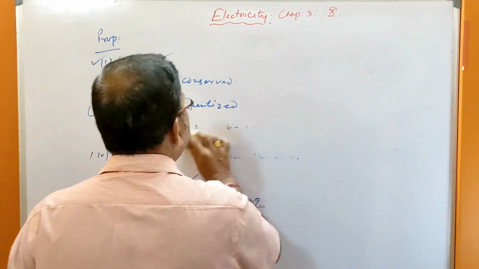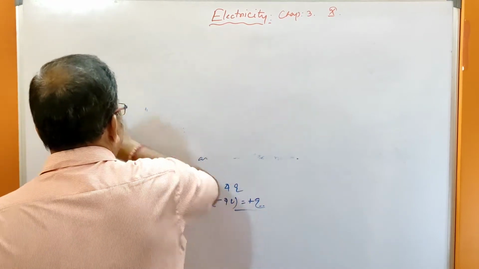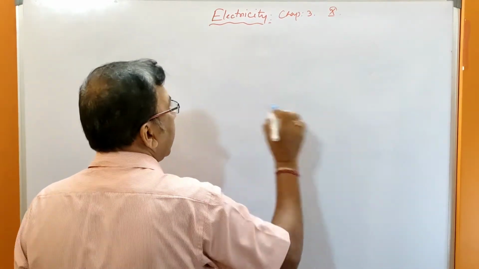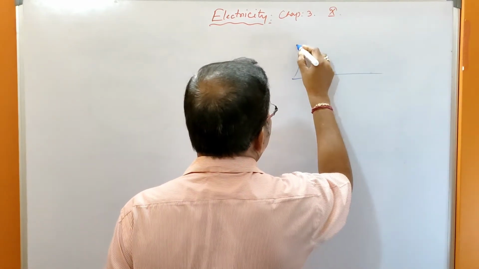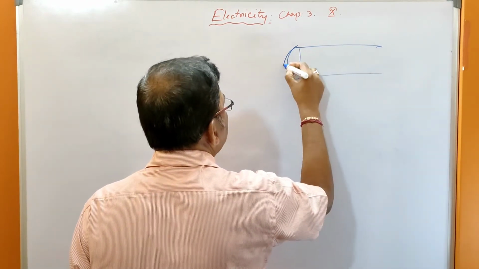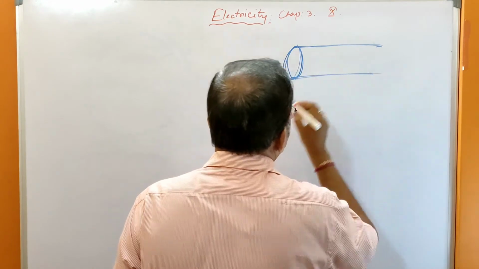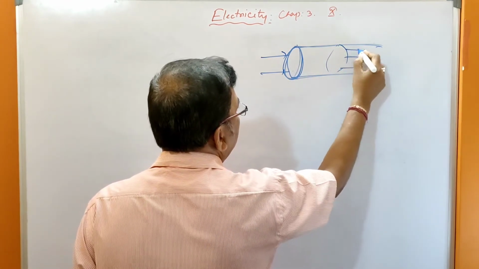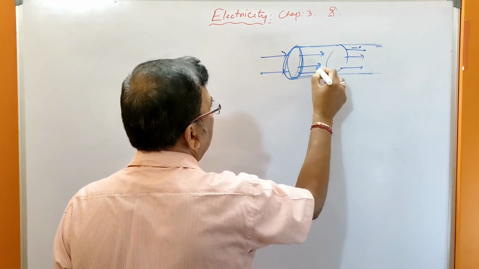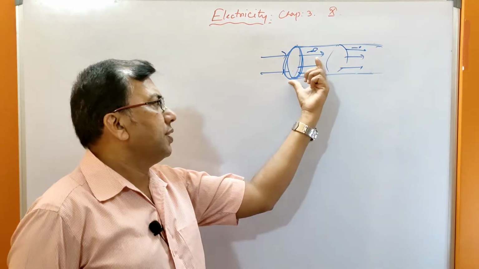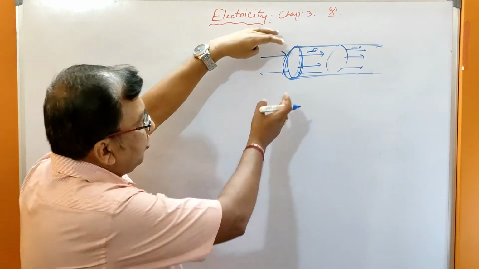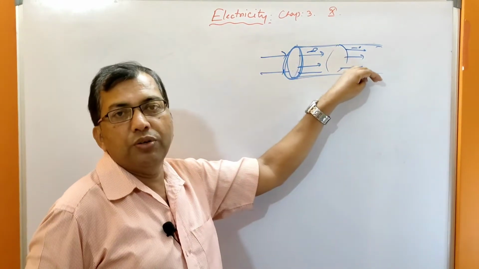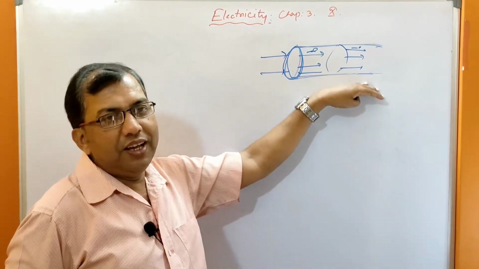So now comes what is electric current. Current means the flow of charge. Think of the flow of water in a canal or river: it depends upon the cross-section area of the canal or river. Similarly, electric current is the flow of electrons. If the area of cross section is large, the amount of water flow is large; if the area of cross section is low, the amount of water flow is low. So higher the cross section, higher the current; lower the cross section, lower the current.